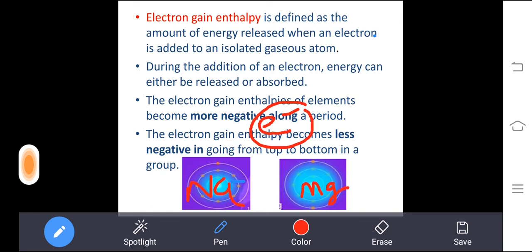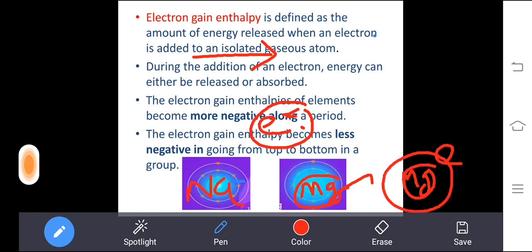Do you have any guess? Now see here, when we add an electron to the two elements, which will attract the electron more readily? The magnesium will attract the electron more readily. Why? Because we discussed one concept: when we move from left to right the size decreases. When I compare to the sodium, the magnesium size will be small. When the magnesium size is small, it will attract the outermost electron more readily. So this electron will be more readily added to the magnesium compared to the sodium.